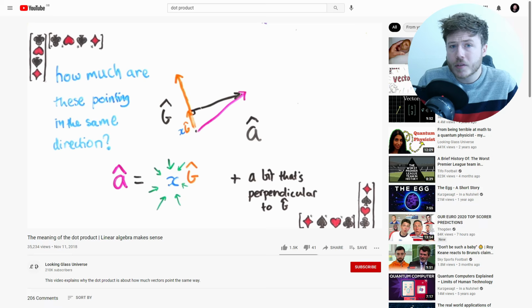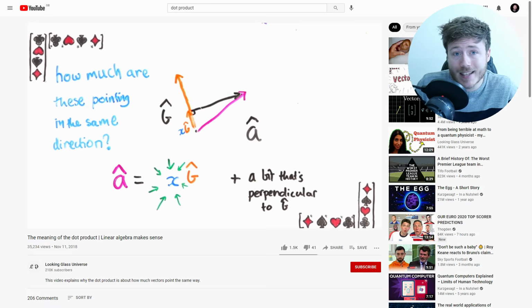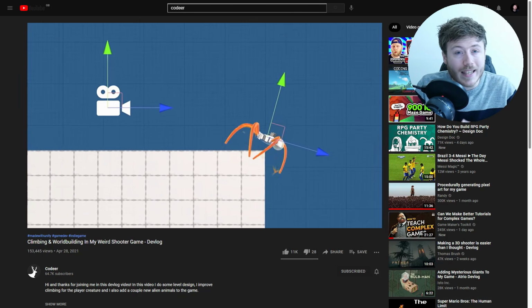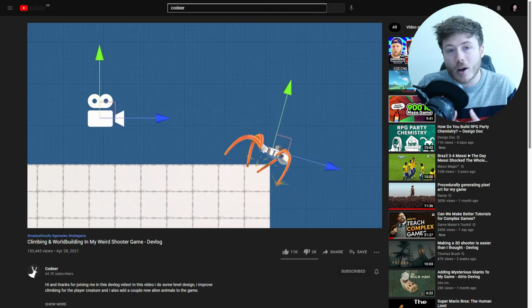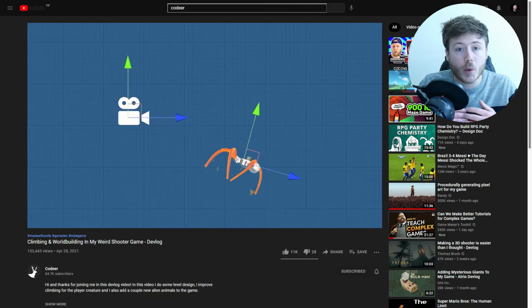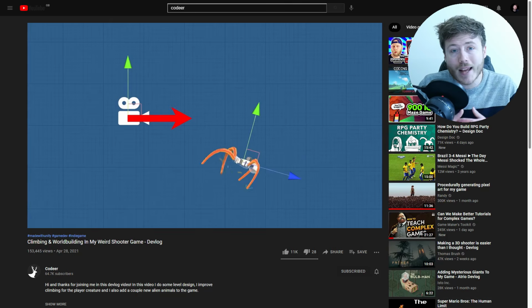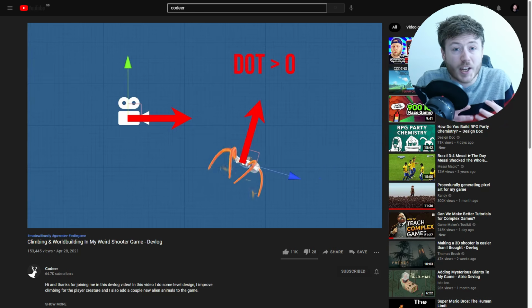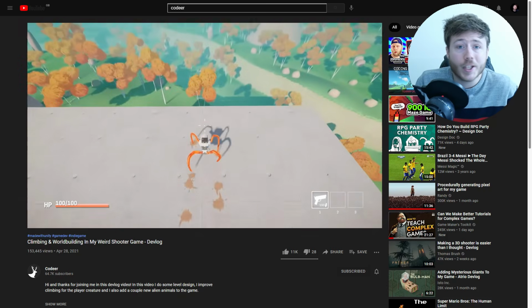But why is this useful? Well, it comes in surprisingly handy quite often once you know it exists. I saw a really good example of it recently in Codeer's latest video, where he compares the up direction of the camera with the forward direction of the player. This helps the player climb smoothly over all of the different surfaces regardless of which direction they're climbing in. It's really cool, you should check out the devlog.